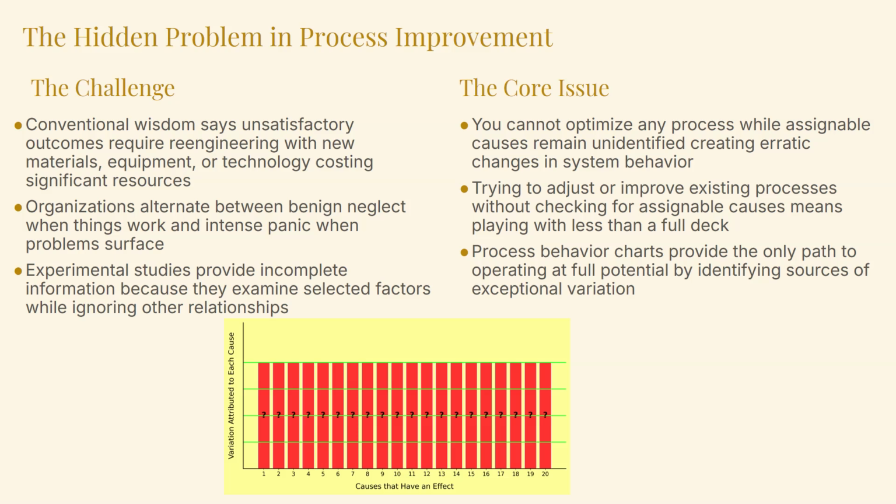Optimizing a process is impossible while assignable causes remain unidentified, causing erratic changes. Trying to improve a process without checking for assignable causes is like playing with less than a full deck. Process behavior charts are the only path to operating at full potential, as they help identify sources of exceptional variation.